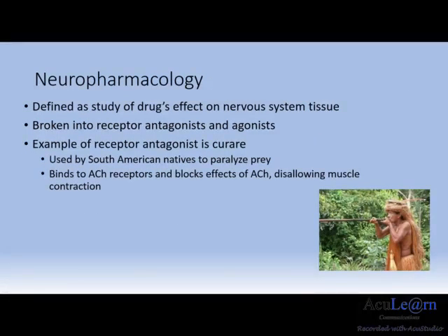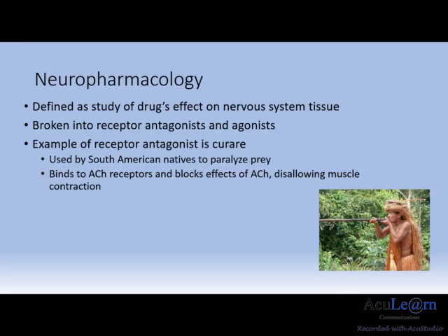This means that even in the presence of acetylcholine, the channels will not open, resulting in failure of neuromuscular transmission. Neuropharmacology is the study of drugs' effects on our nervous system tissue. This study is broken down into two ways in which the drugs can act: receptor antagonists and agonists. Receptor antagonists are inhibitors of neurotransmitter receptors, while receptor agonists are drugs that imitate the effects of the natural neurotransmitter.